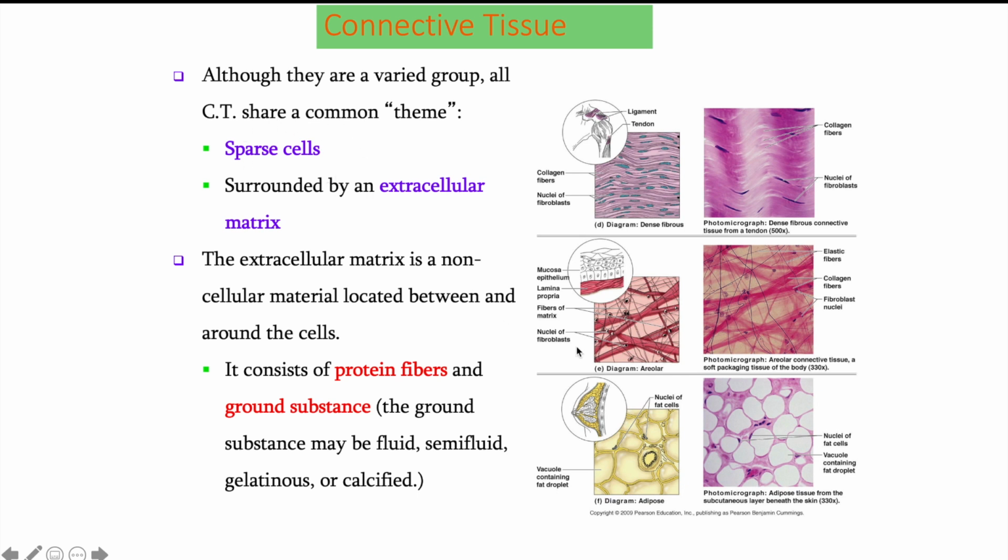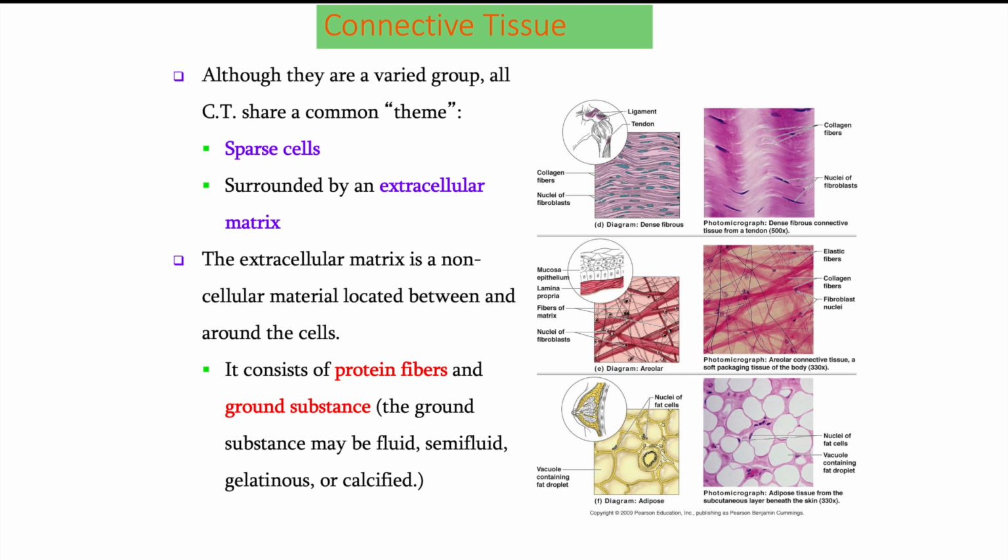So I'll give you an example here. You have that's a cell, and that's a cell, and that's a cell, and that's a cell, and these cells are far away from each other. Now, these stringy structures are proteins that the cells make, and there is an extracellular matrix or fluid that all of this is bathing in. And so that's a big characteristic of connective tissues.